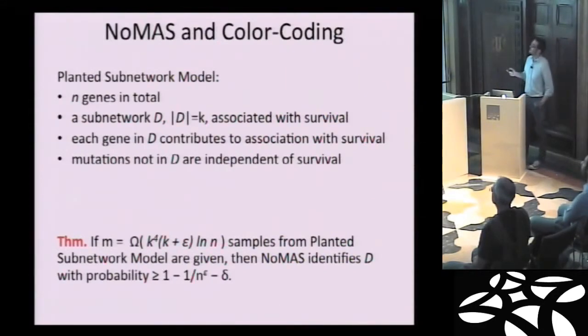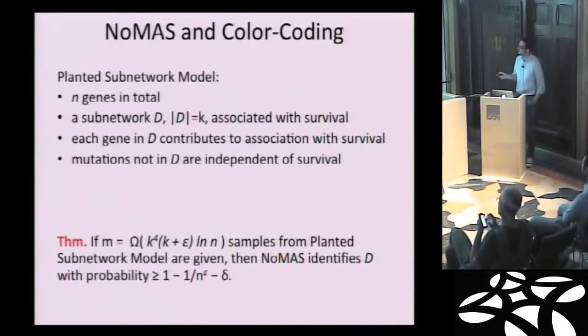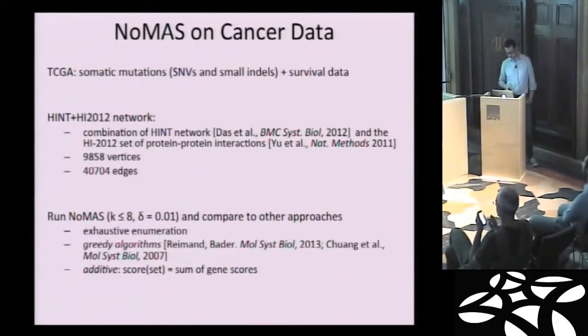That seems to make sense since there are many passenger mutations in cancer that are actually not related to the disease. Okay, so under this assumption, we can actually derive a minimum number of samples that we need so that our algorithm identifies the optimal solution with guarantees essentially similar to the ones that we obtain from color coding for additive functions. Okay, so now let me show in the last few minutes some results on real data.